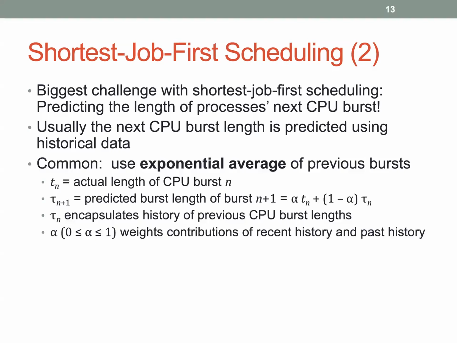Okay. So a common approach is to use this thing called an exponential average, where basically you have the actual length of CPU burst n.